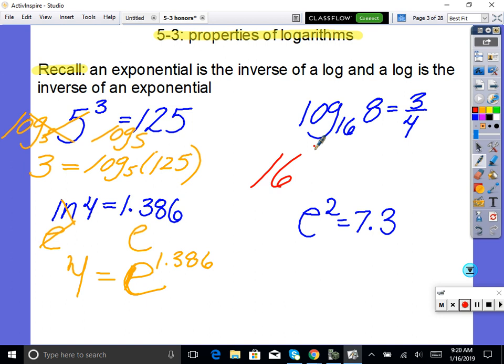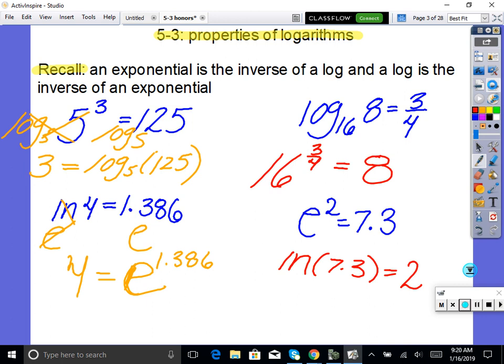So base 16 raised to the what? 8. No, 3/4 would equal 8. I'm just asking for the answer, guys. Sorry. Okay, right here. What's just the answer? ln of 7 equals 2. Okay, good. Awesome.